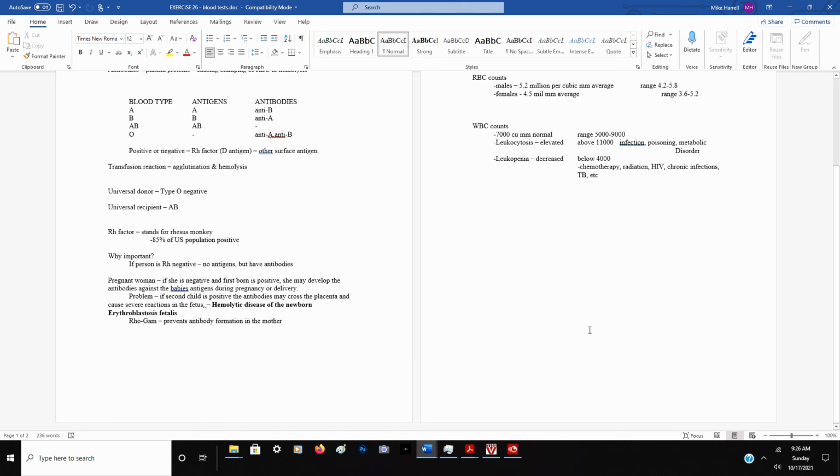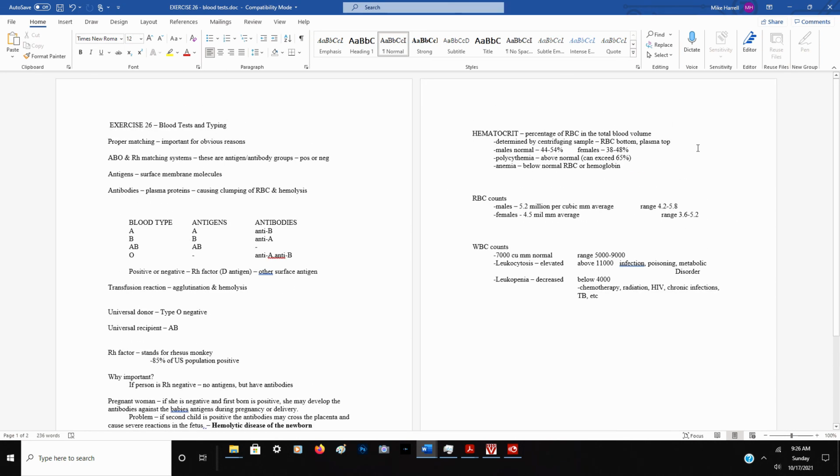So there's just some basic information right there on our blood tests and blood typing. We'll take a look at the Eldon cards and actually use some real blood to type here soon enough.